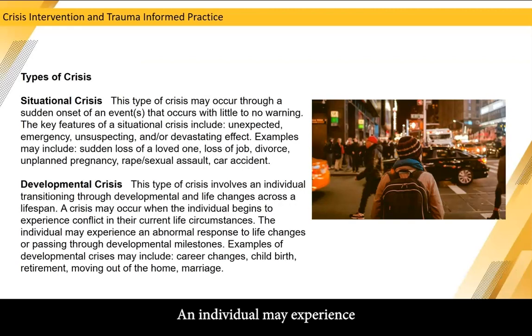An individual may experience an array of symptoms dealing with crisis. There are 4 types of crisis that may occur. Situational crisis. This type of crisis may occur through sudden onset of an event that occurs with little to no warning. Examples may include sudden loss of a loved one, loss of a job, divorce, unplanned pregnancy, rape or sexual assault, and car accidents.